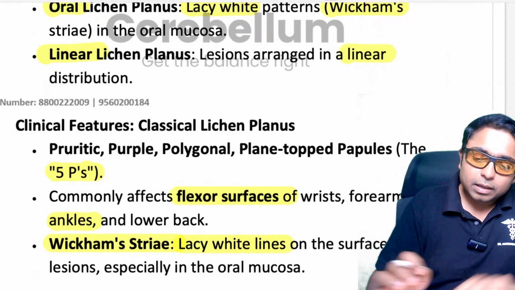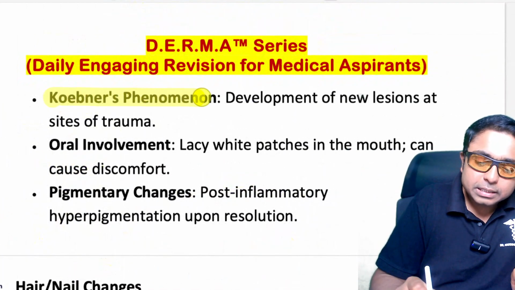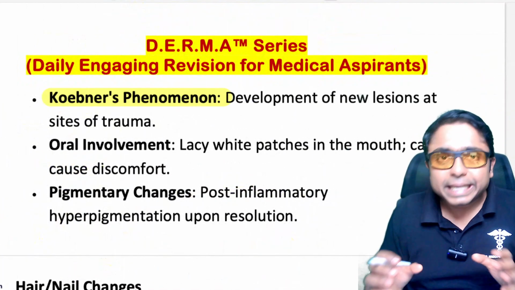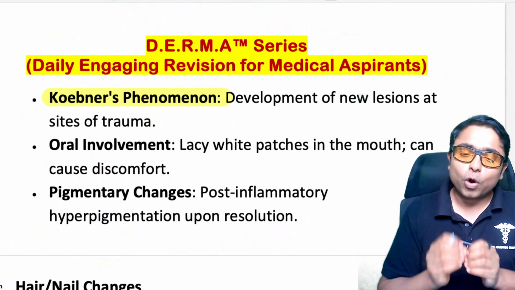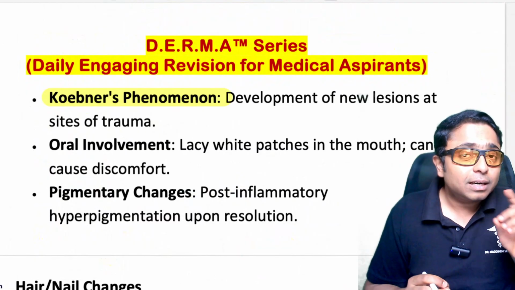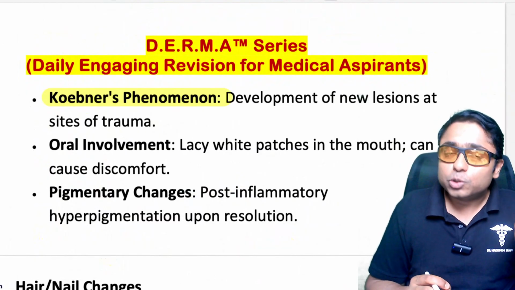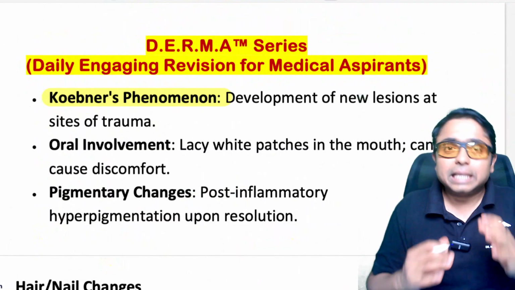Okay, now coming to the Koebner's isomorphic phenomenon. So this you all know, linear development of the similar looking lesions along the lines of the trauma is called Koebner's phenomenon. There are other conditions also where we can see this: psoriasis, vitiligo, other than lichen planus.